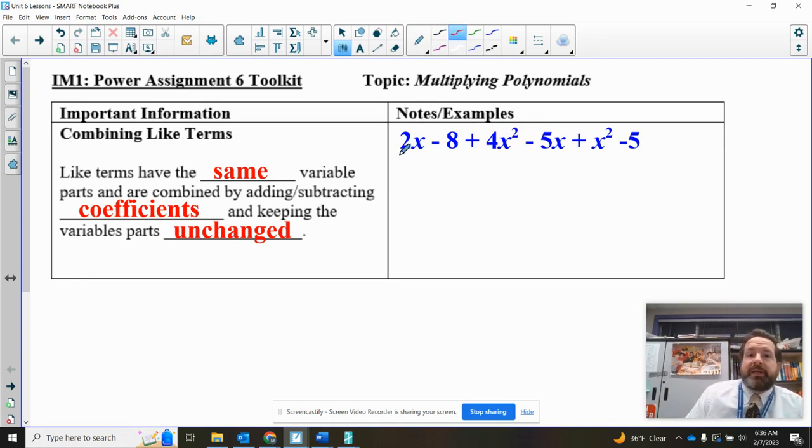So for example, this one ends with a regular x, so does this one. These are like terms. This one ends with an x to the second power, so does this one. Those are like terms. And then this has no variables, so does this. Those are like terms. So like terms have the same variable parts, and we combine by adding and subtracting their coefficients, the numbers in front. It's a counting exercise. So here's what I mean.